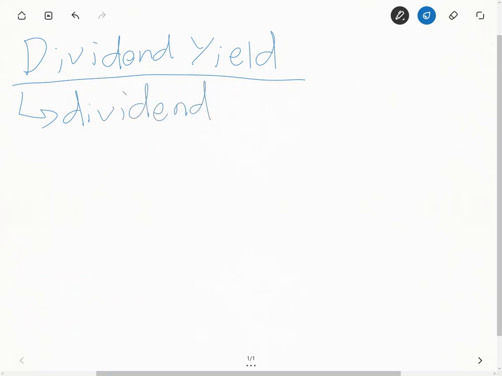Now, it is important to note that a company is not obligated to pay a dividend. They don't have to pay a dividend, even if they make a profit, okay? And the reason is because the company might feel that that money can be used to go back into the company and invest in the company to improve it. And so, essentially, it is the question of dividend versus capital growth.